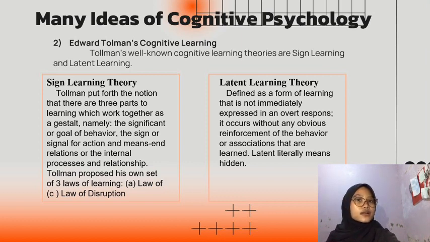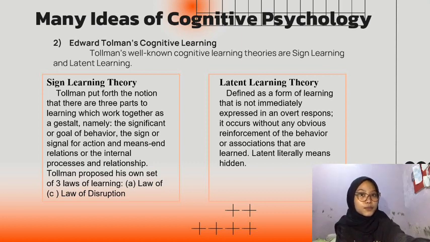The sign learning theory put forth the notion that there are three parts to learning which work together as a gestalt, namely the significate or goal of behavior, the sign or signal for action, and the means-end relation or the internal processes and relationship. Tolman proposed his own set of three laws of learning. There are the law of motivation, the law of emphasis, and the law of disruption.